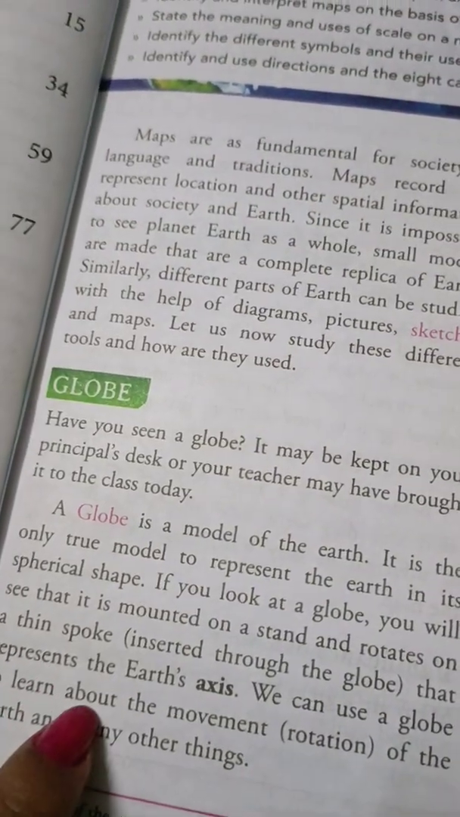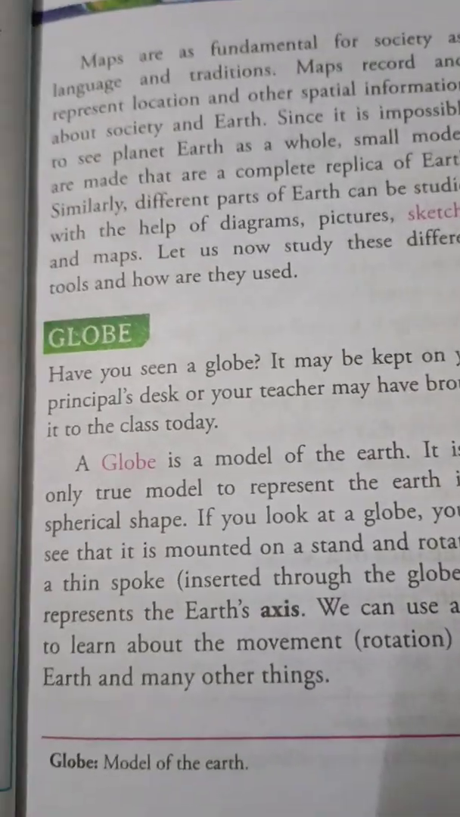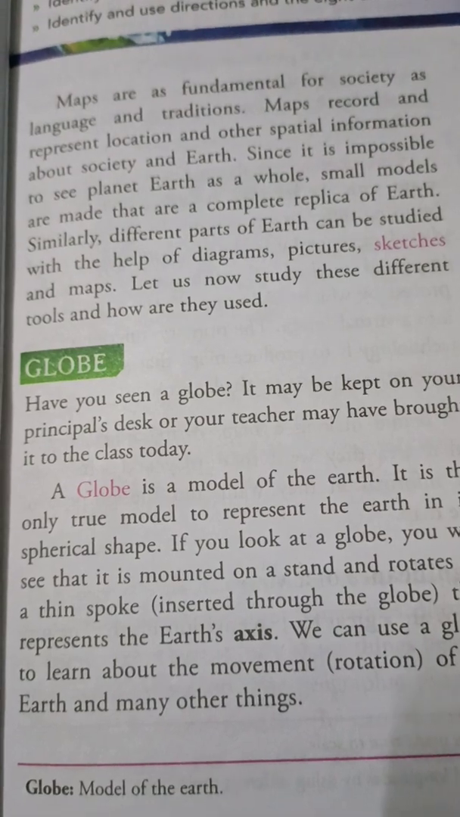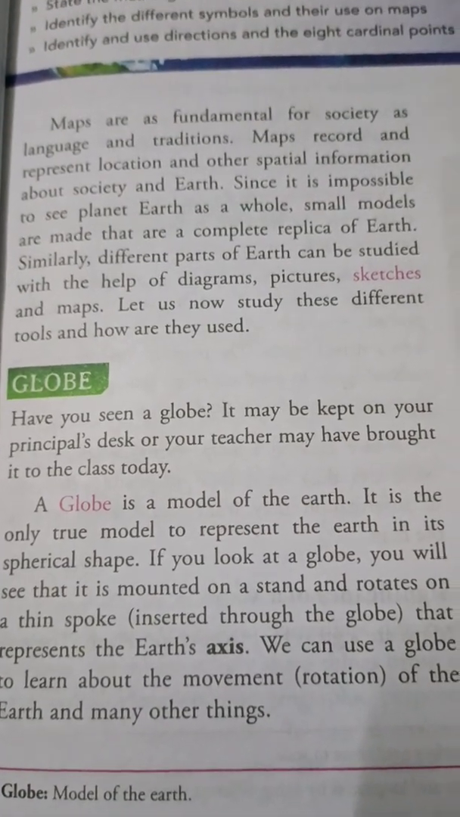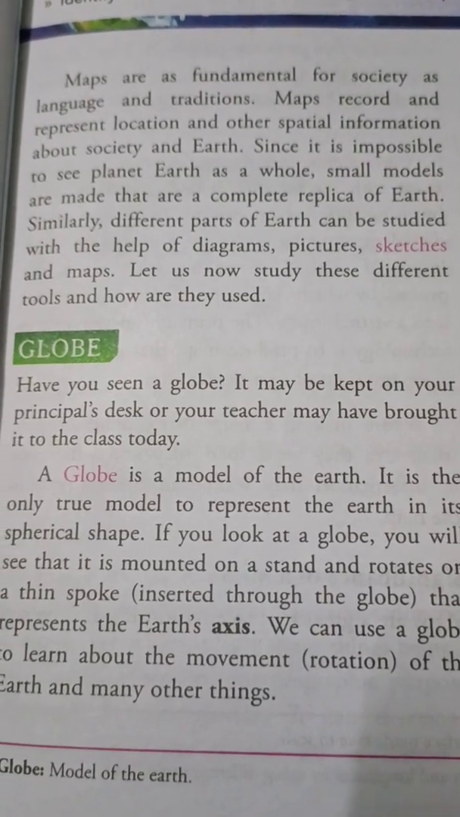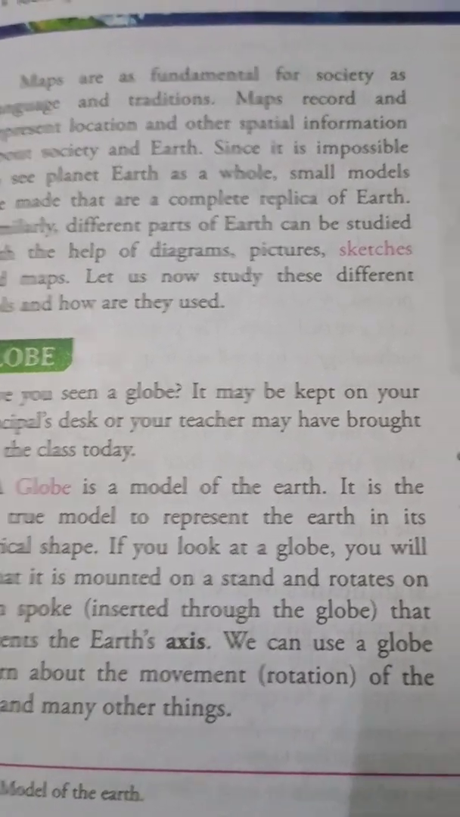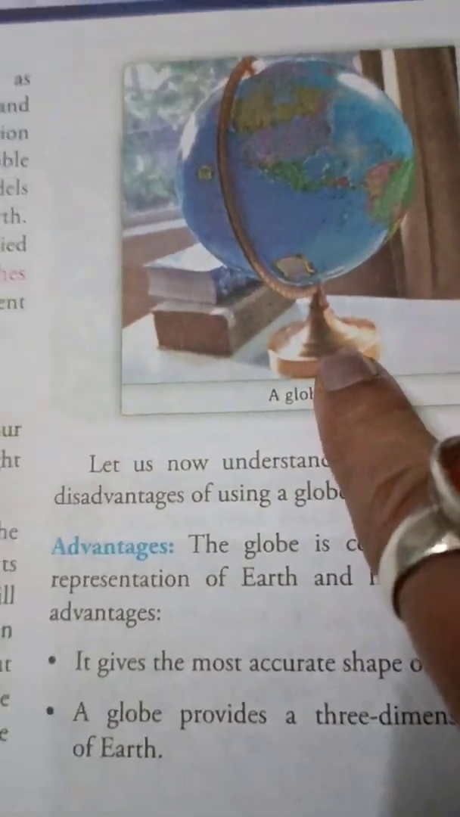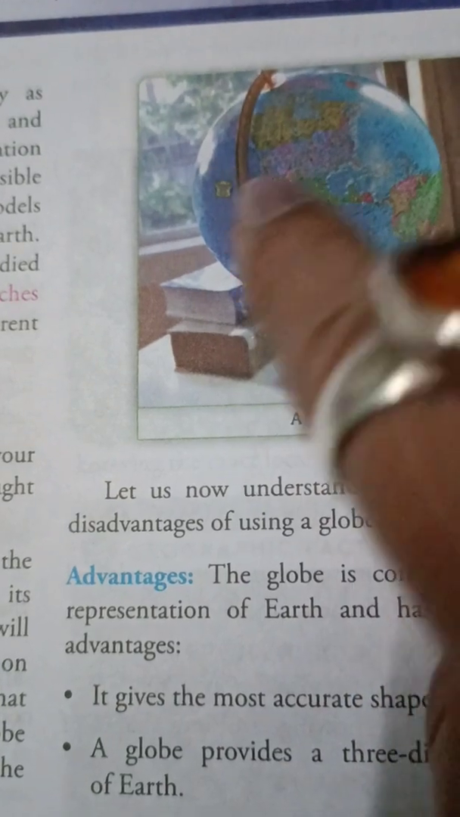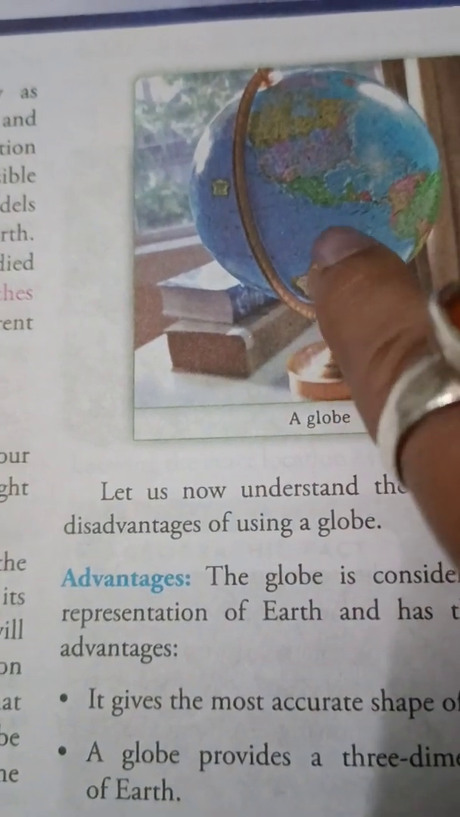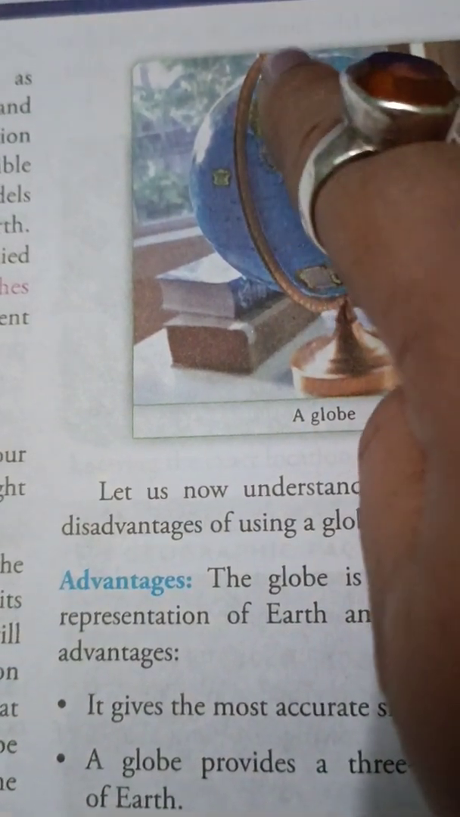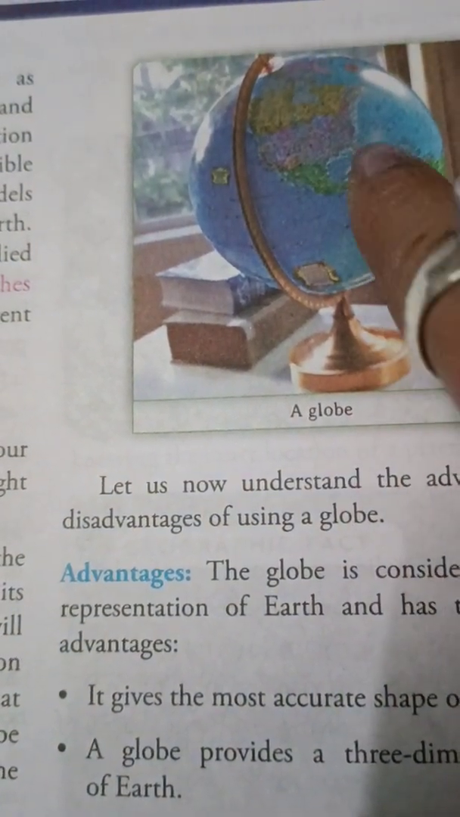Now what is a globe? It is a model of the earth. It is only a representative of the earth, and its shape is as spherical as the earth is. If we look closer, we can find that it is over a stand, and when we move it, it just rotates. That is how our earth also rotates. Starting from here to here, you can see it is tilted.